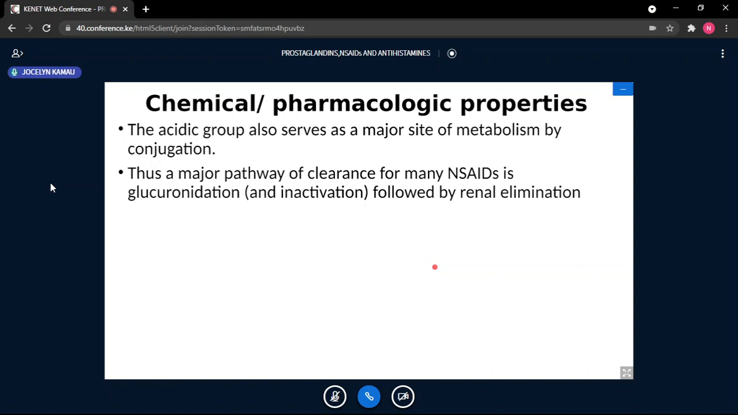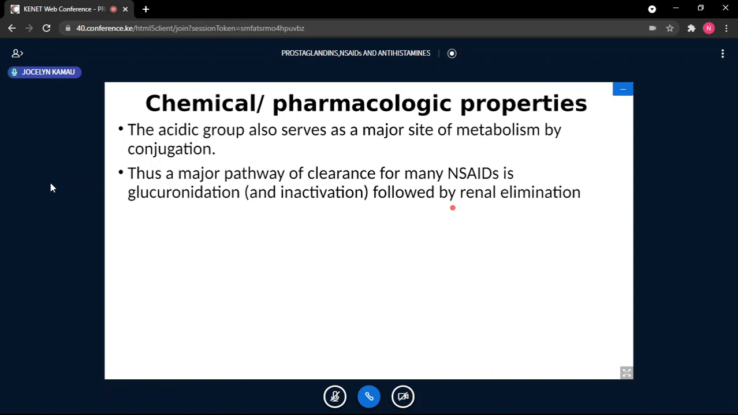So because of that carboxylic group, these drugs can be rapidly conjugated either with glucuronic acid or with glycine. And once they undergo conjugation, they are extremely water soluble and will be readily excreted from the body. That's a major pathway of clearance for many non-steroidal anti-inflammatories: glucuronidation, or, as I have said, glycine conjugation. That is very general for all of them because of the presence of the carboxylic group.